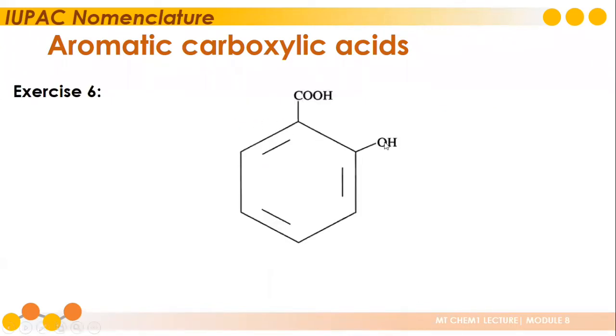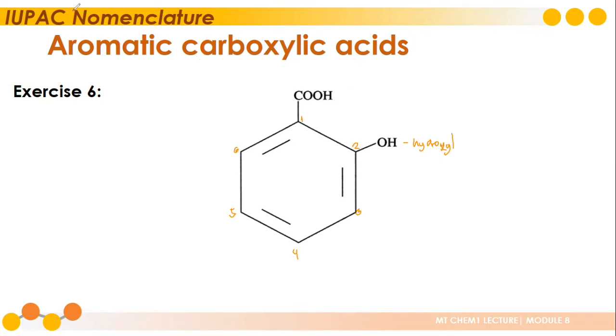For this one, we have a substituent, which is a hydroxyl group. Again, in naming substituents, we have to choose the lowest number for the location. Please remember that number 1 is always the ring carbon atom bearing the carboxyl group. So this is number 1, and then we will put 2, 3, 4, 5, 6. So now our hydroxyl group is at number 2.